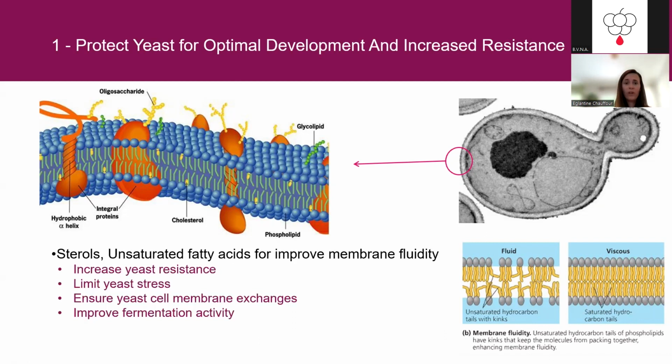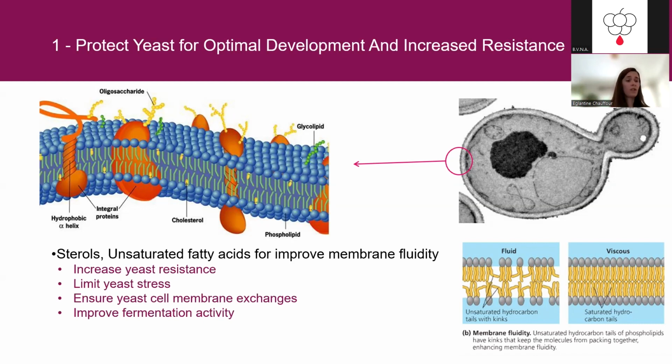So for the membrane, what is essential is sterols and unsaturated fatty acids, and pretty much that's really the essential. This will improve the membrane fluidity. To have a good membrane fluidity will increase the yeast resistance to temperature, to stress, to alcohol. It gives the opportunity to the yeast to adapt and react. So you limit the stress. You also ensure a good yeast cell membrane exchange, so a good fermentation activity and a good metabolism.